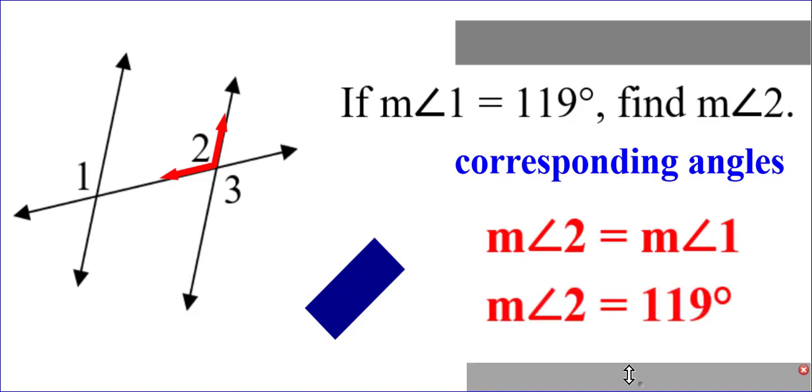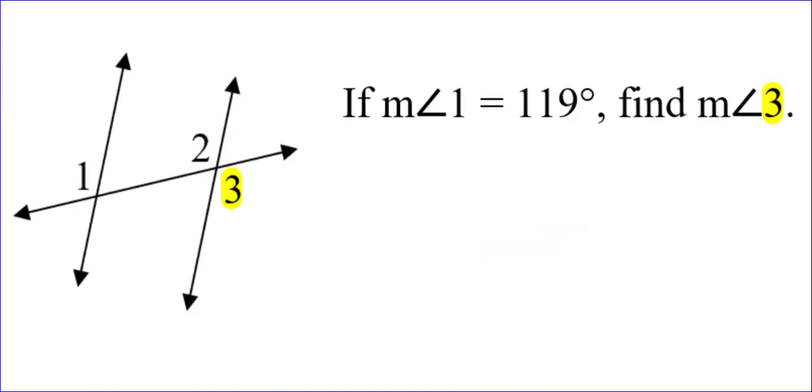Since the measure of angle 1 is 119 degrees, the measure of angle 2 is also 119 degrees. Now, let's change this up. Here I'm saying if the measure of angle 1 is 119 degrees, find the measure of angle 3.